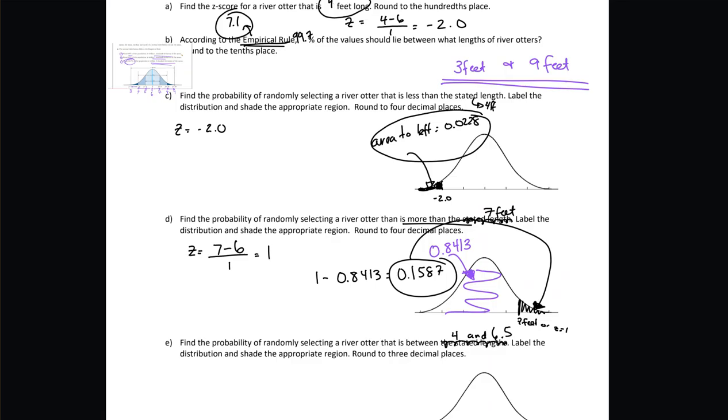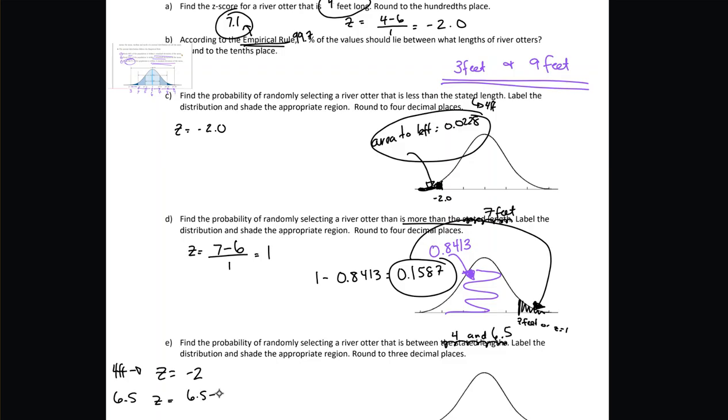So next up is the river otter that is between 4 and 6.5. This doesn't always happen, but I noticed that the 4 was actually a given value earlier, so I don't have to find its z-score again. I can just say for 4 feet, recall the z-score was -2. Now 6.5 is a new value, so for 6.5 I'm going to have to find a new z-score.